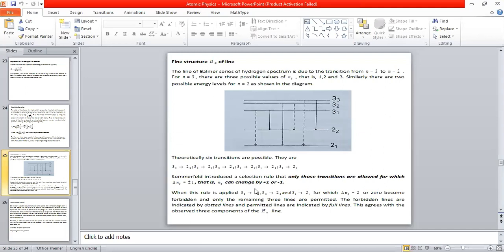So therefore this rule is what we call the selection rule. Okay, and if we apply this selection rule, I think you are able to see I have written 6 transitions. Out of the 6 transitions, 3 transitions are drawn with dotted lines and 3 transitions with solid lines. So according to this selection rule, those transitions which are represented by dotted lines are not allowed. They are forbidden transitions. Only those transitions which are written with the solid lines are allowed.